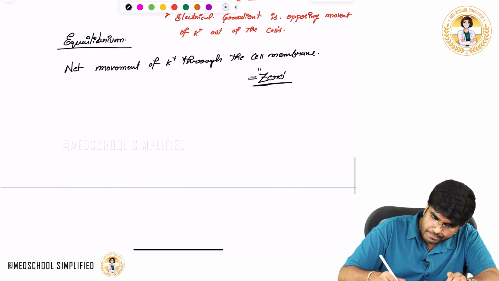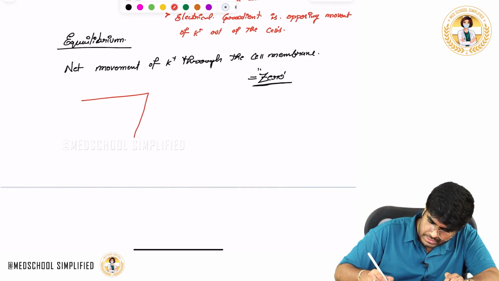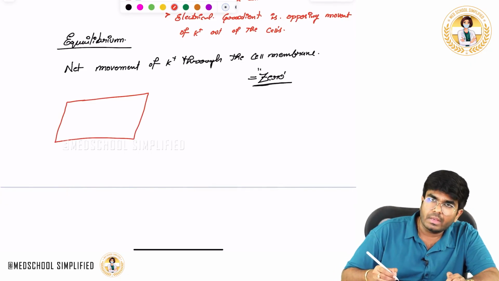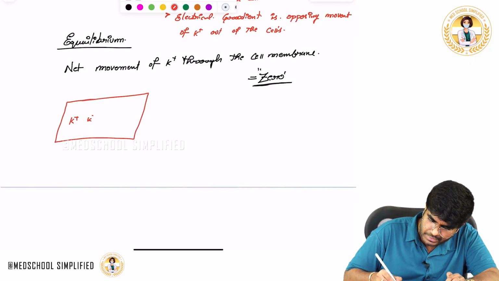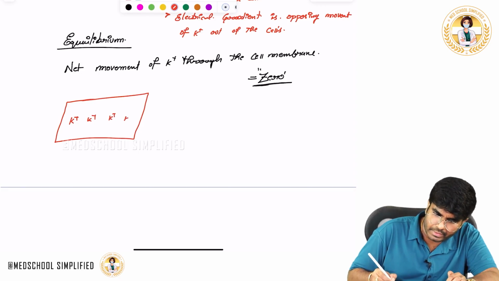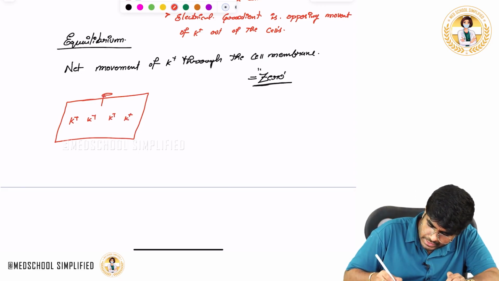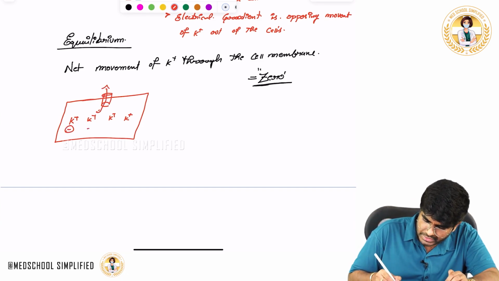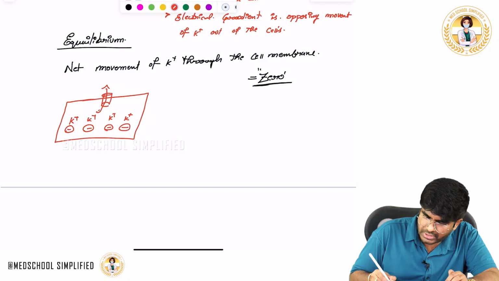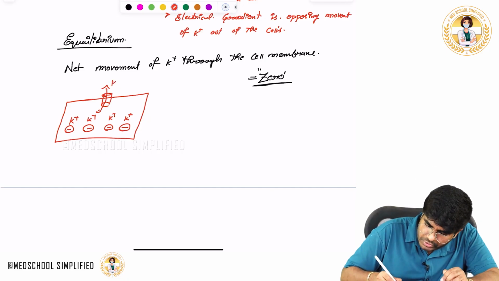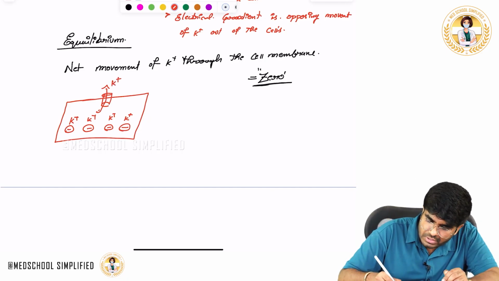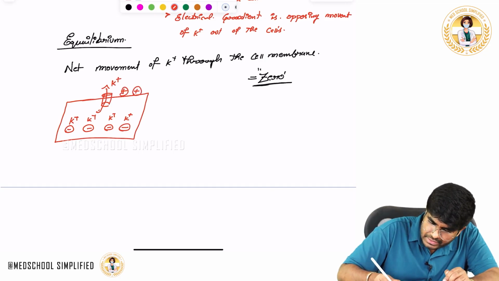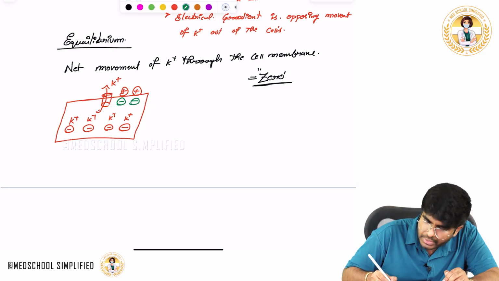Now look at the cell. I have shown you the same cell. Now you know inside the cell what is there? Potassium is there. That potassium is going out through this leaky channel. Inside the cell, negative charges are also there. These negative charges are not going. Only potassium is going out. Because of this, the outside of the membrane becomes positive, and inside the cell it becomes negative.